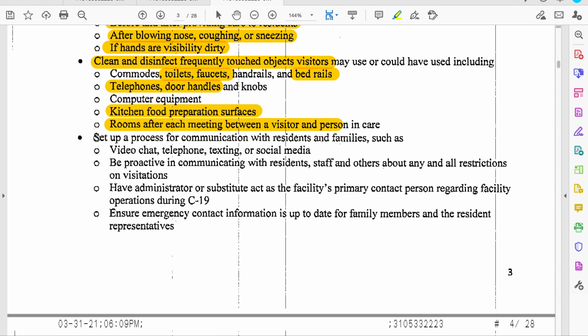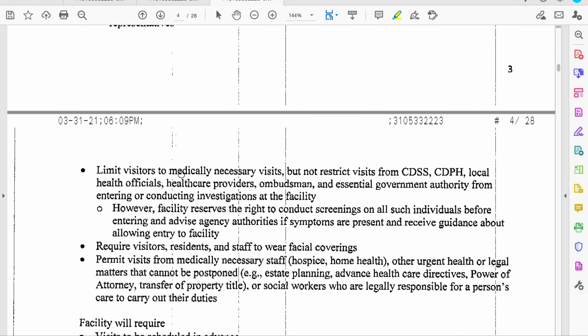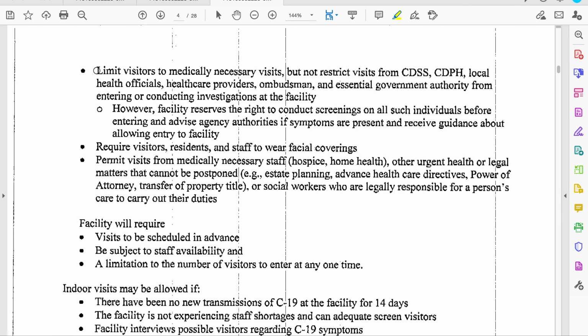This is basically explaining the alternatives for families and visitors to communicate with residents. As I said, FaceTime, telephone, or texting are options for communicating with residents. They don't necessarily have to have a face-to-face visit and go into the facility. We need to ensure emergency contact information is up to date. We have to limit visitors to medically necessary visits.